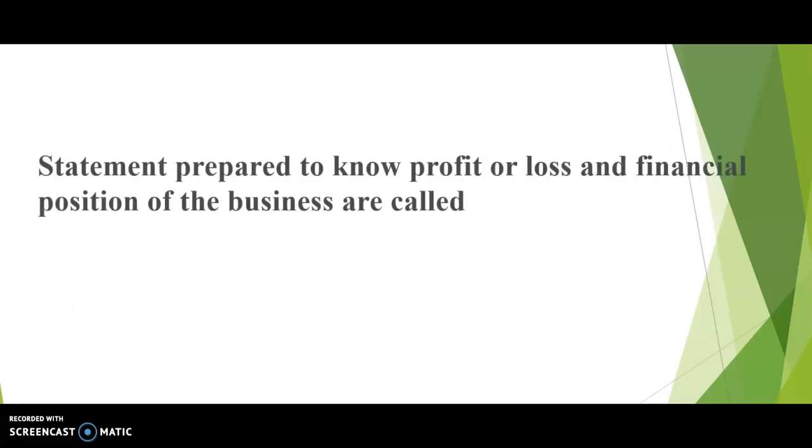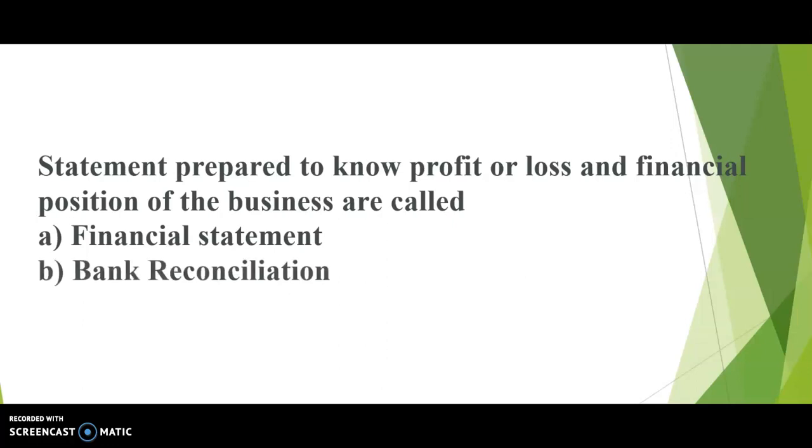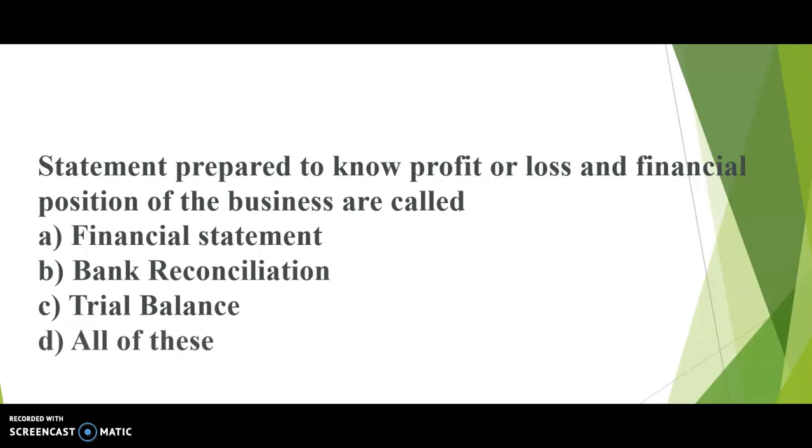Statements prepared to know profit or loss and financial position of the business are called: A, financial statement, B, bank reconciliation statement, C, trial balance, and D, all of these. The bank reconciliation statement is prepared for the reconciliation of bank's statement, and trial balance is prepared to find out the arithmetical accuracy of business. And the correct answer is A, financial statement. The statements prepared to know the profit or loss and financial position of business are called financial statements.